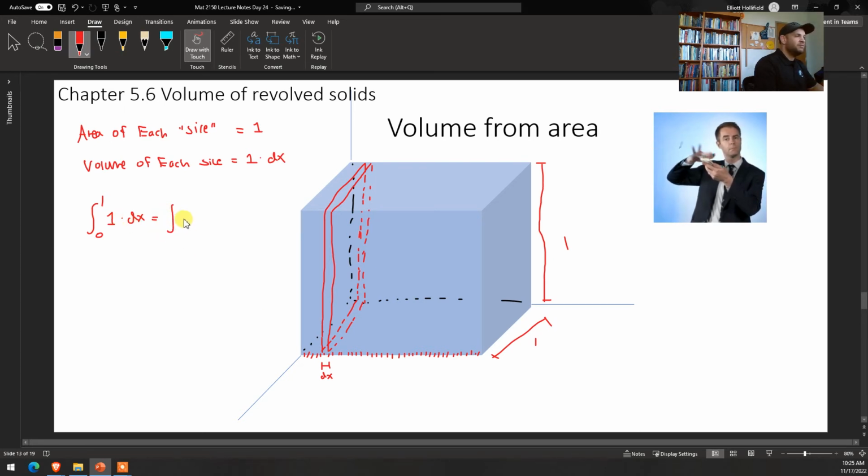Let's compute our integral and make sure that works out correctly. The antiderivative of 1 is x. And we evaluate that in between 0 and 1. We get 1 minus 0, and we get 1, the correct volume for our unit cube. Now more generally, what we've done is we've gone from a to b. We integrated the area of the slice, and we multiplied by the thickness of the slice, dx.